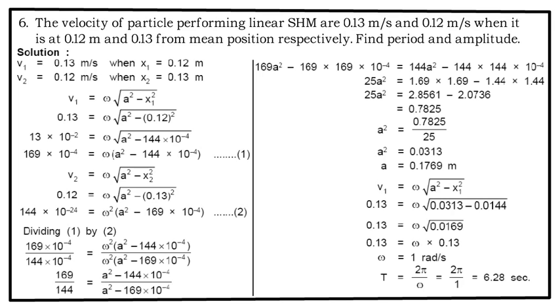Similarly we do for V2. I get an expression for V2. Now divide 1 by 2, you get rid of omega square and you get a value of a square as shown in the figure. Once you get the value of a, substitute that value back in the equation V1 is equal to omega square root of a square minus x1 square. All values are known to you. You can get the value of omega, that is 1 radian per second. So T is equal to 2 pi by omega, that is 2 pi, that is 6.28 seconds.